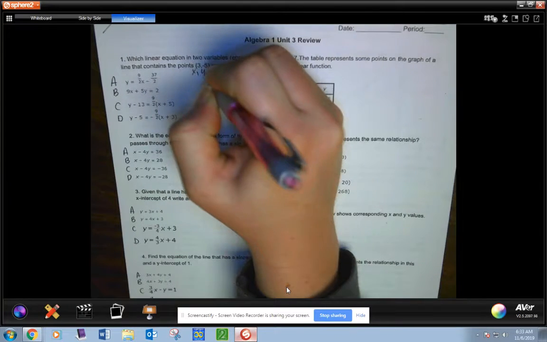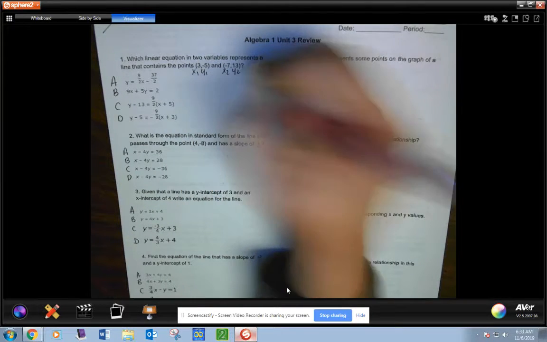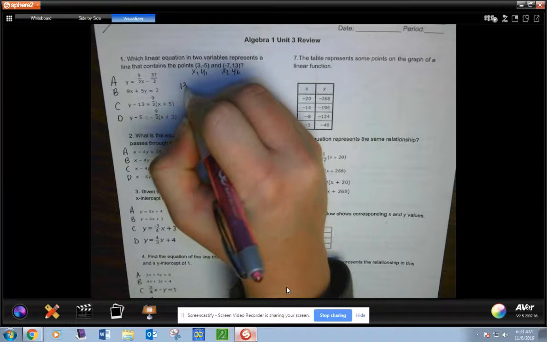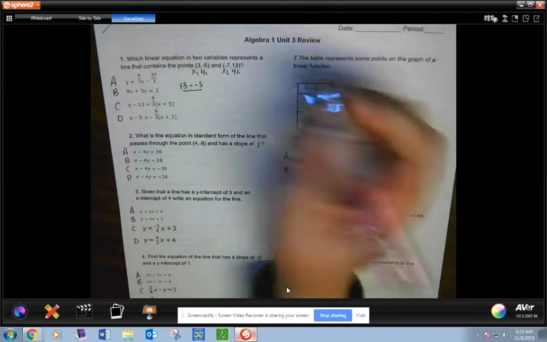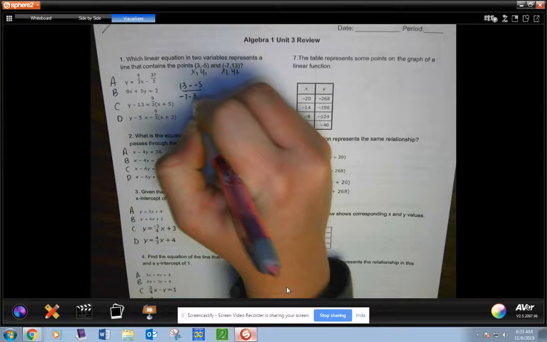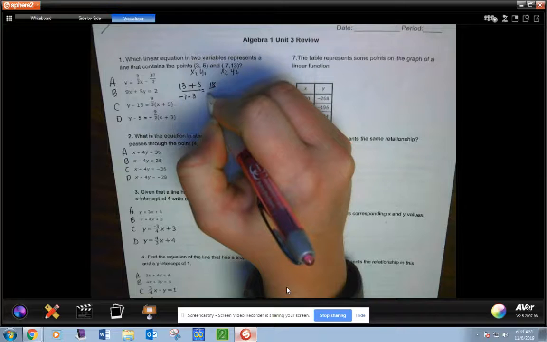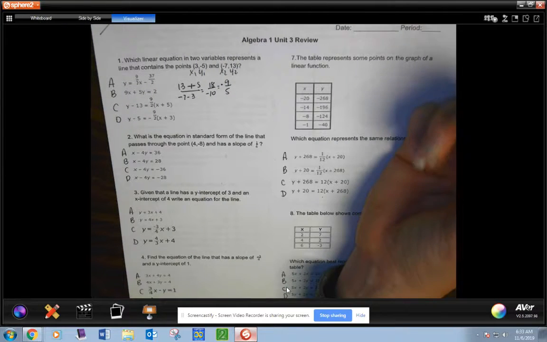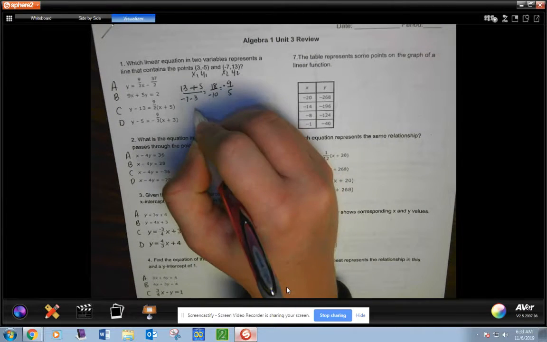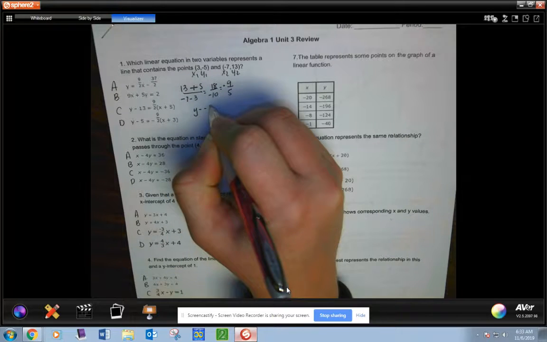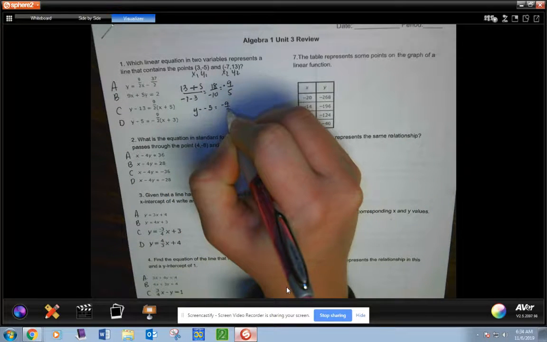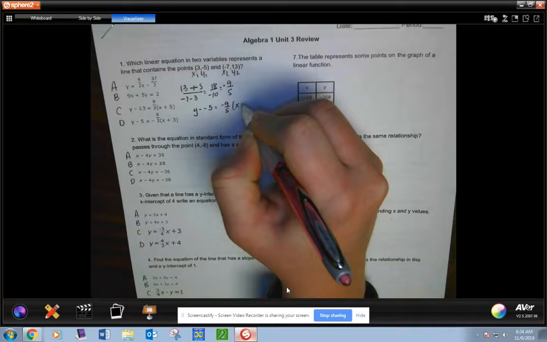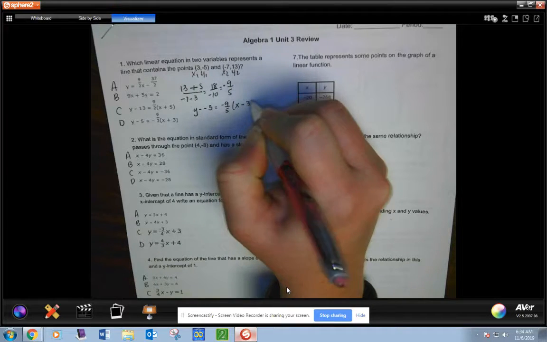So this is my x1, my y1, my x2, and my y2. The first thing we're going to do is 13 minus -5 over -7 minus 3. I'm going to change my double negative, and that becomes 18 over -10, which simplifies to -9 over 5. Okay, that's my slope. Now I'm going to do y minus -5 equals -9/5 times x minus 3.